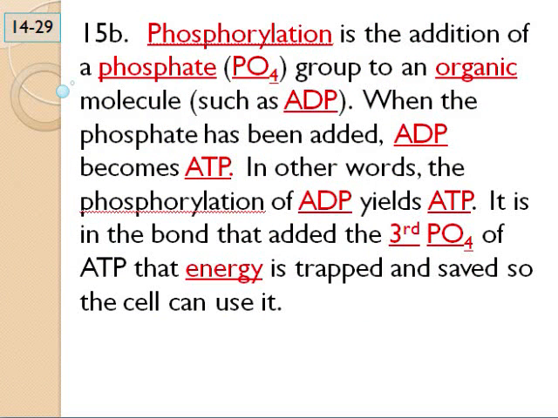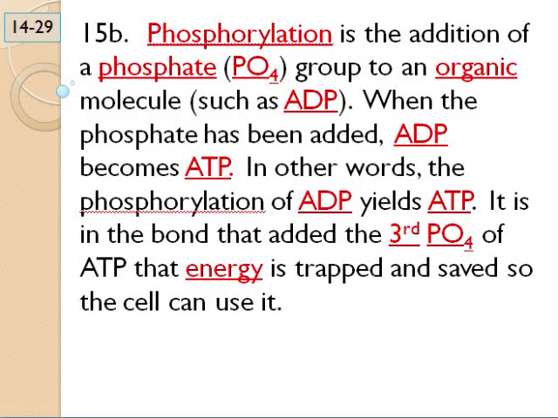Now, the picture I showed you is saying this. Okay? Now phosphorylation is the addition of phosphate. It's actually a phosphate group, PO4, to such a molecule as ADP. You can also add that to AMP, which is adenosine monophosphate, but that's used in a cell to carry things around.